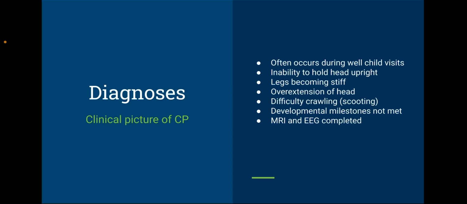Diagnosing cerebral palsy often occurs during well-child visits. Children under the age of 2 receive well-child visits every 3 months. They demonstrate an inability to hold their head upright, their legs become stiff when they're lifted from the ground, or they have an overextension of the head. Children often demonstrate difficulty crawling, and their developmental milestones are not met on time. MRIs and EEGs are completed, and children are sent to see the neurologist.